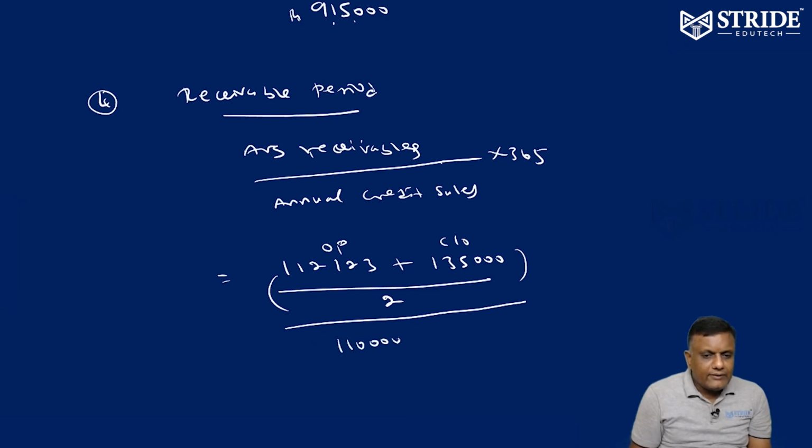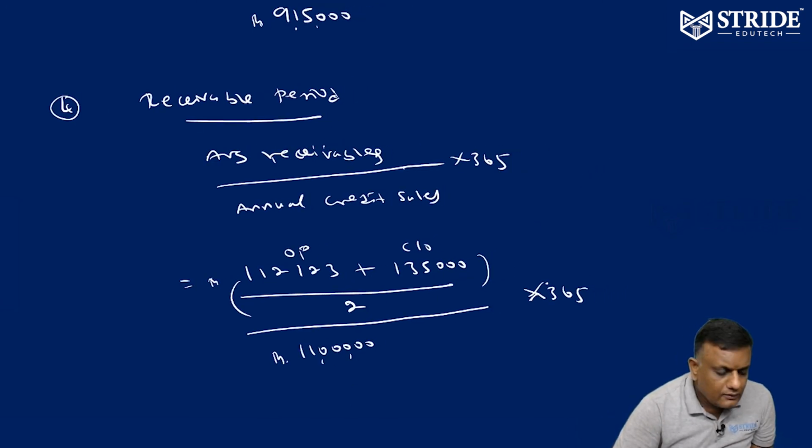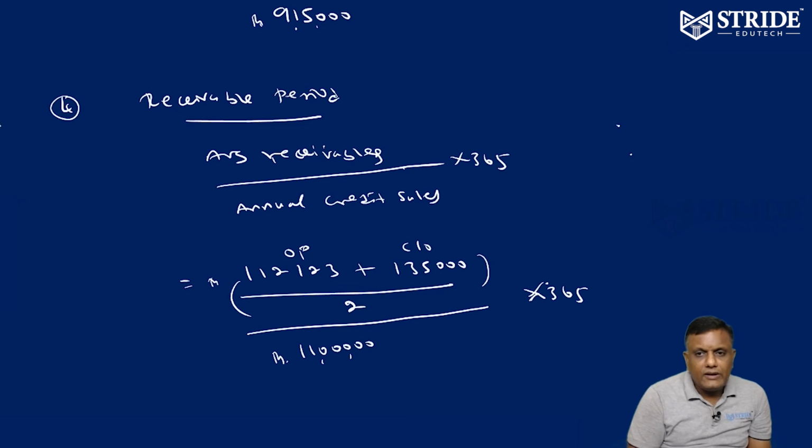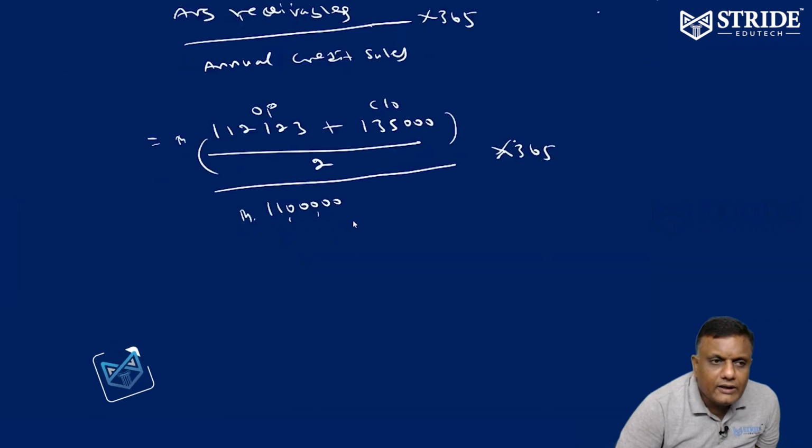Annual credit sales are rupees 11 lakhs, into 365. You will be getting 41 days. Now this is the receivable period, 41 days.